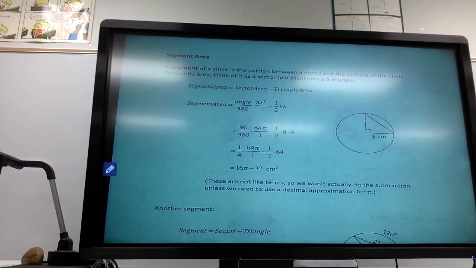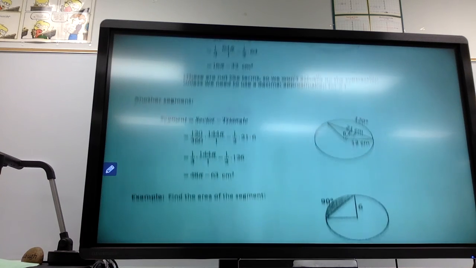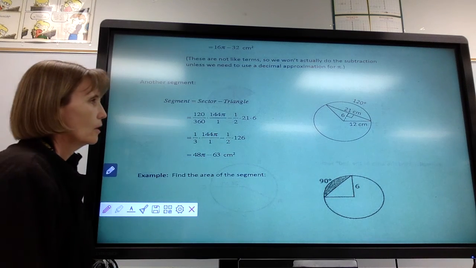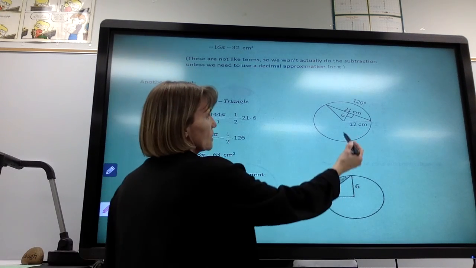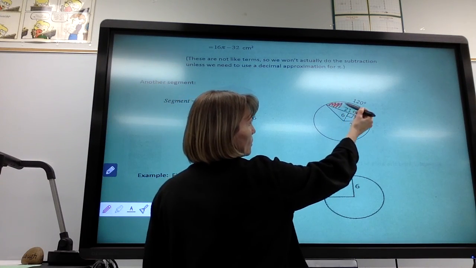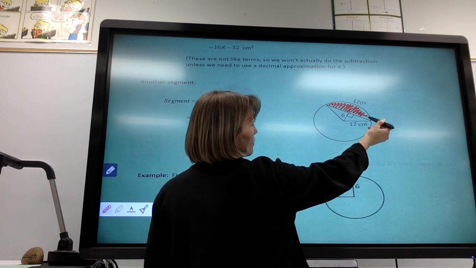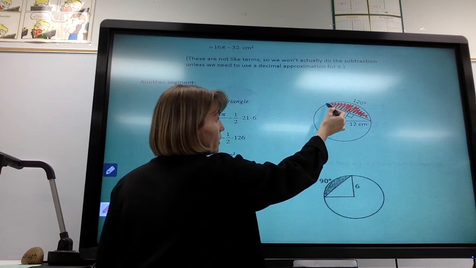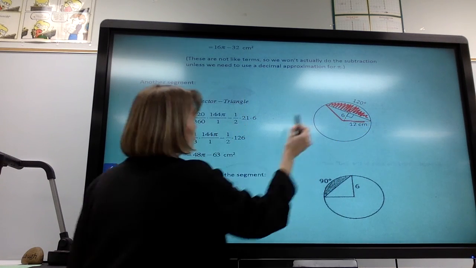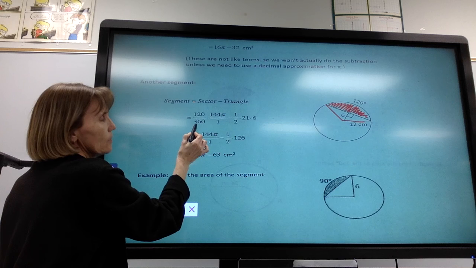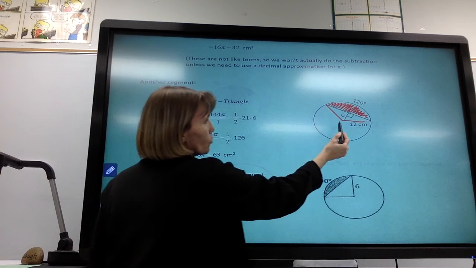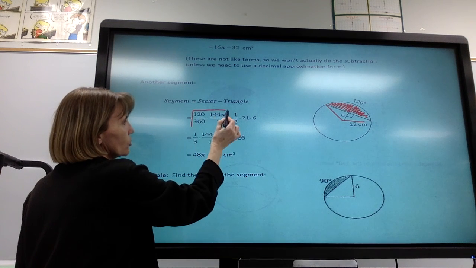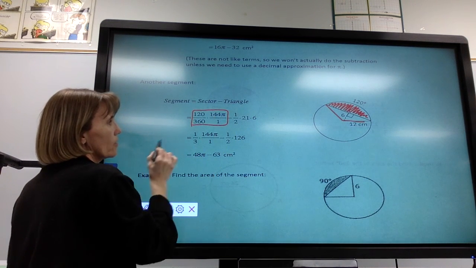Okay, let's try another one. And again, they don't do a great job here of showing you what you're finding, but the segment area would be this piece right here. So we want to start out and find the sector area, so we're finding this whole thing. So the degree is 120 over 360, and we're taking it times the radius, 12 squared. So this portion of the formula right there is the sector area.